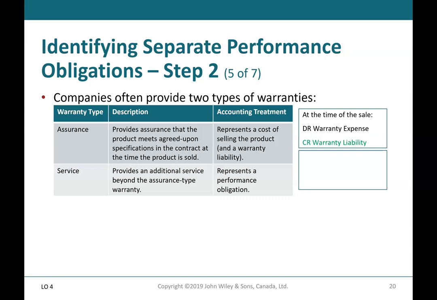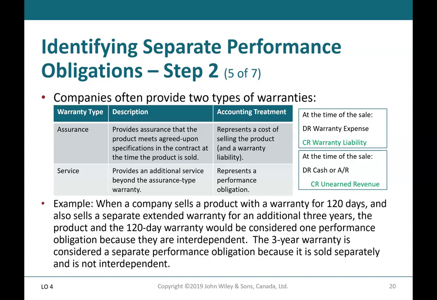At the time of the sale, you would debit warranty expense and credit warranty liability. At the time of the sale, you would debit cash or accounts receivable and credit unearned warranty or unearned revenue. Example, when a company sells a product with a warranty for 120 days and also sells a separate extended warranty for an additional 3 years, the product and the 120-day warranty would be considered one performance obligation because they are interdependent. The 3-year warranty is considered a separate performance obligation because it is sold separately and it is not interdependent.